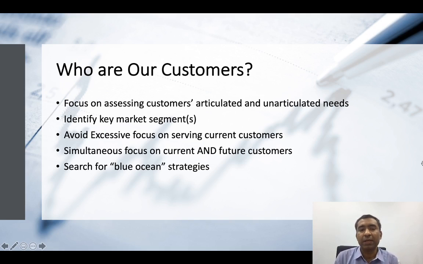Okay, now we understand how we can identify our customers based on their requirements, based on the segments, and by expanding our existing customer base. So if we have 10 or 100 customers, we have to think of 1,000 customers. We have to explore new markets.